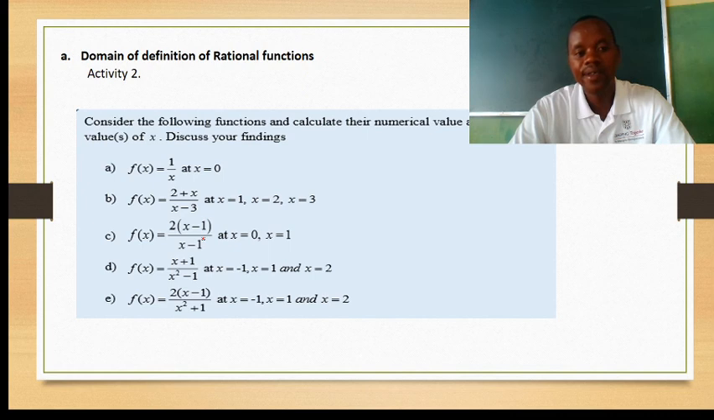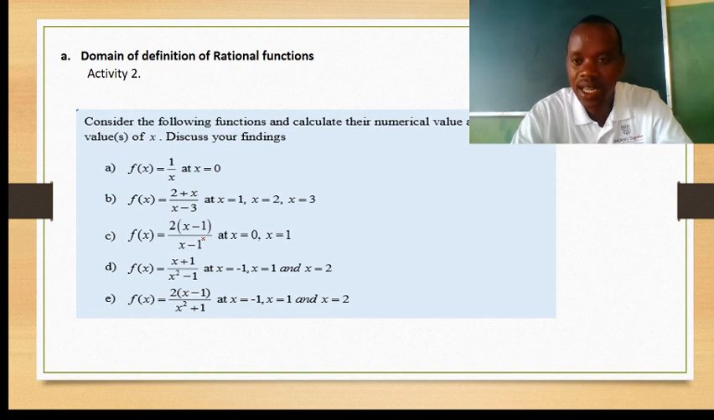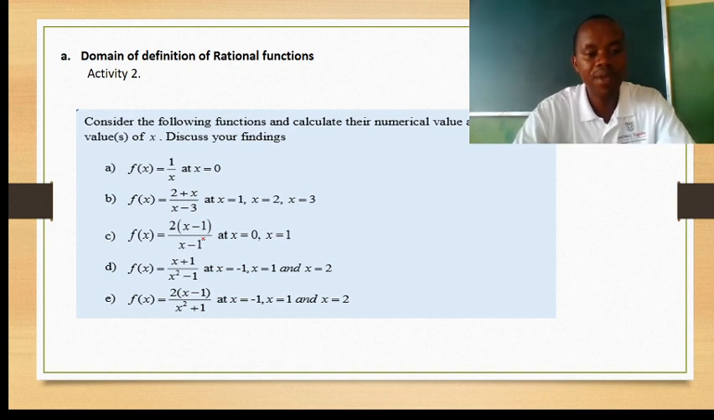Number A is f of x equal to 1 over x. Then you will replace x by 0, get the answer, and think about it. Number B is f of x equal to 2 plus x over x minus 3. You replace x by 1, x by 2, and x by 3.